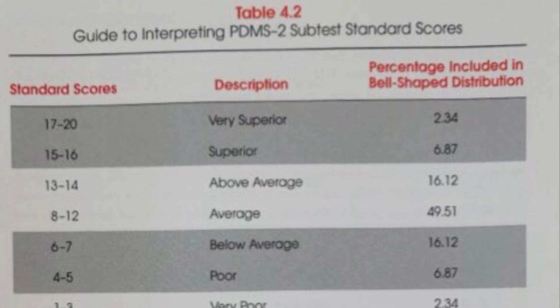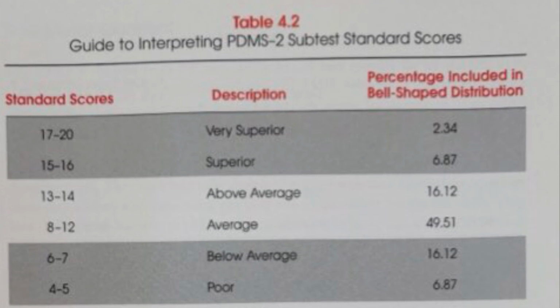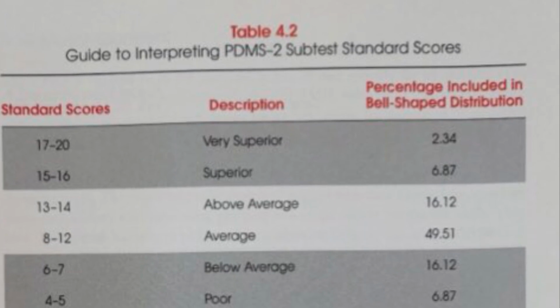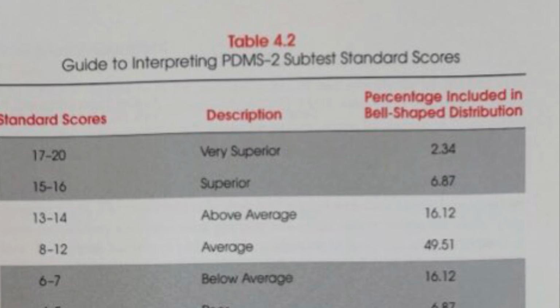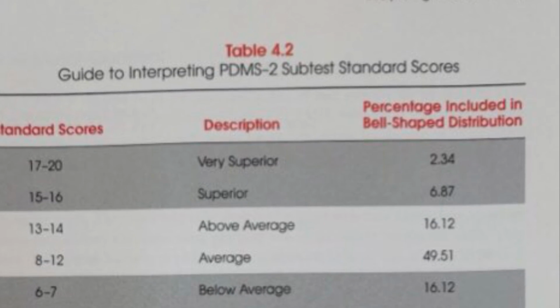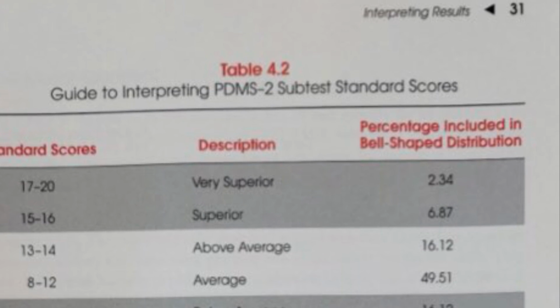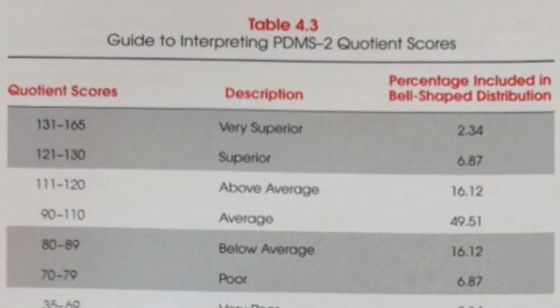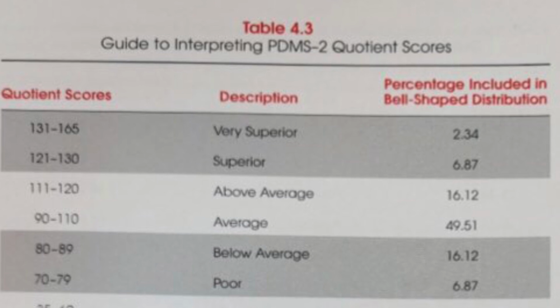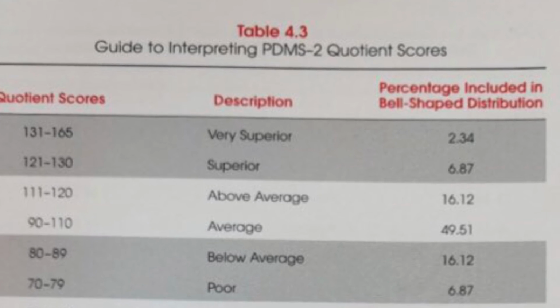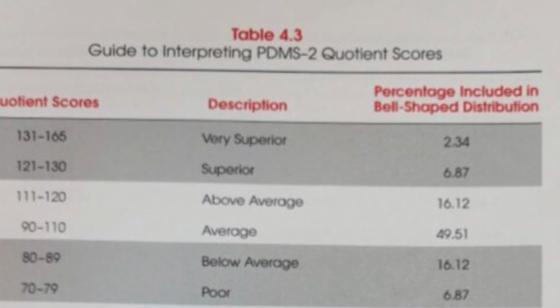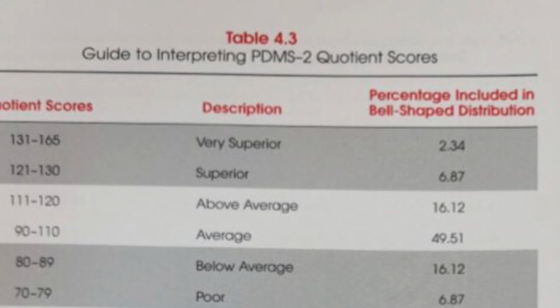So here I provided some screenshots of table 4.2 and 4.3 from the manual. These tables can be used to formulate an interpretation based on the quotient and subtest standard scores that you calculate. So like I said, you would just find where your scores lie within those ranges, and then you would be able to generate some form of interpretation of the test that you administer.